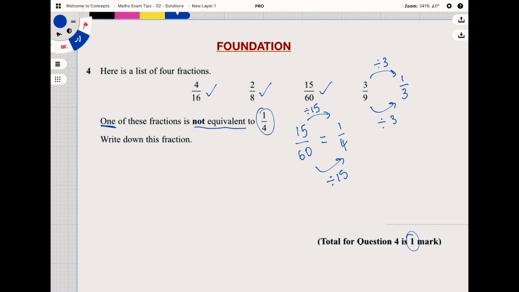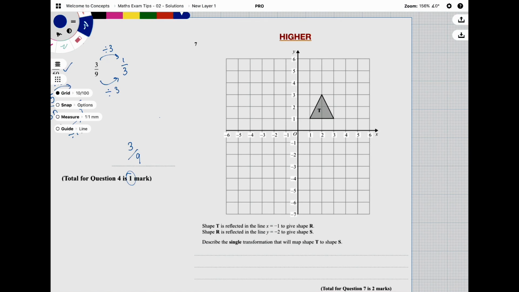So we've got to write down one of these fractions, which is 3 over 9. It will be wrong if you put 1 over 3, so just be careful of that. Also, it's great that we emphasized the word not in the question. Good. Okay, let's go through question 7.